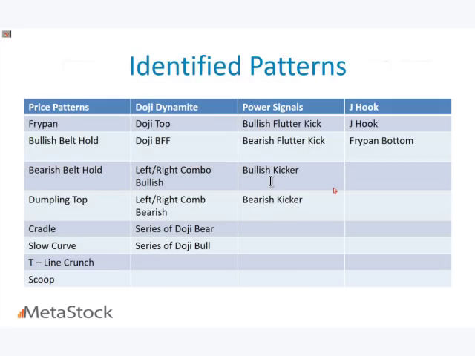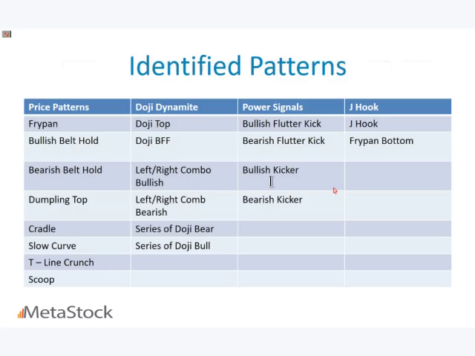What we did with Steve to create this product is we created fry pan bottom, bullish belt hold, bearish belt hold, the dumpling top, the cradle, well, I could read them all off. That's going to get old. But here's a list of the 20 patterns of Steve's that we actually created for CPS. I'm going to show you what that means as we open up a chart. I'm going to show you how you scan for these patterns, how they're actually reflected on a chart, and all that kind of stuff.